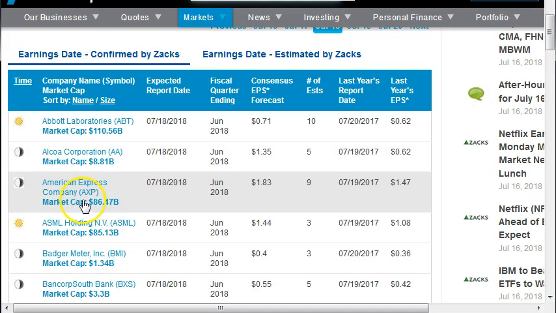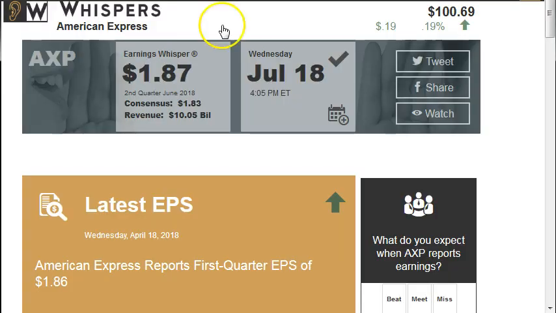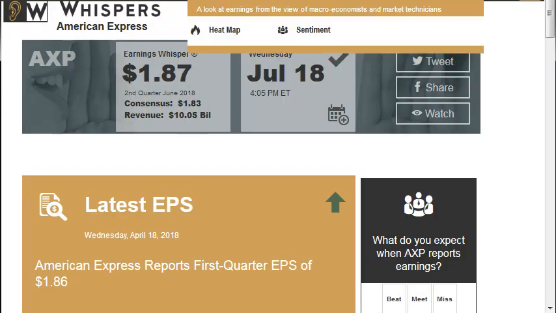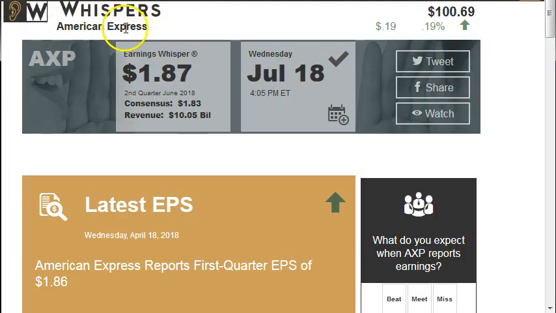Now maybe I'll try one more company. I tried the next company, American Express. The consensus is 1.83, and the Whisper Number, same website for American Express, ticker symbol AXP, is saying that the Whisper Number is $1.87. So this is kind of interesting. Even though Wall Street analysts are saying 1.83, people expect that the actual earnings is going to be more than the earnings expectation from Wall Street.